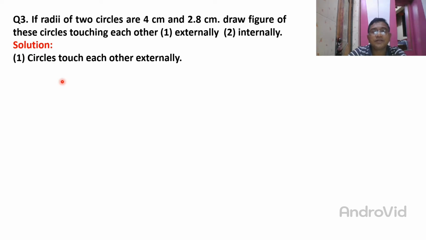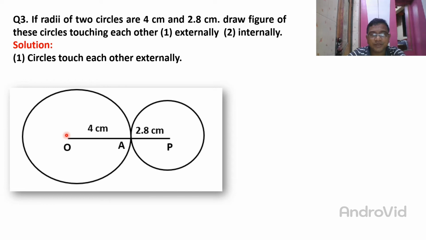Here the circles touch externally, so we can draw it this way. This is the bigger circle, with radius 4 centimeter. O is the center of the circle, and from O to A is the 4 centimeter radius, and we can draw this circle. Then this is the circle with center P. Its radius is 2.8 centimeter, and we can draw the circle.